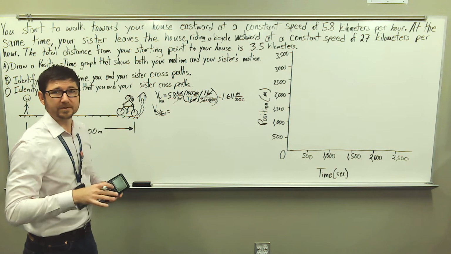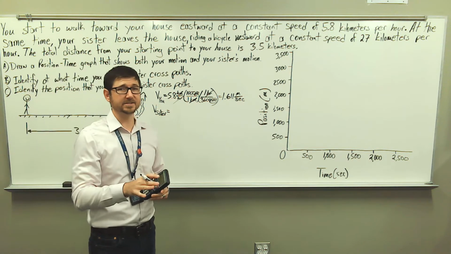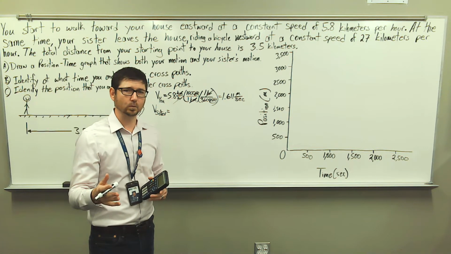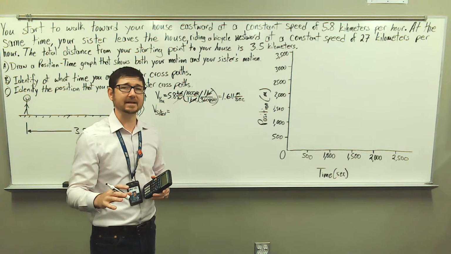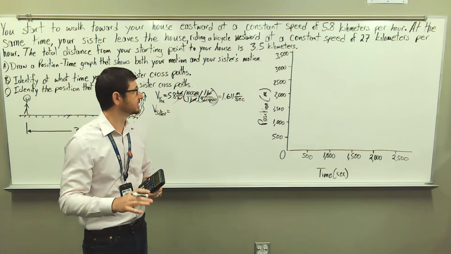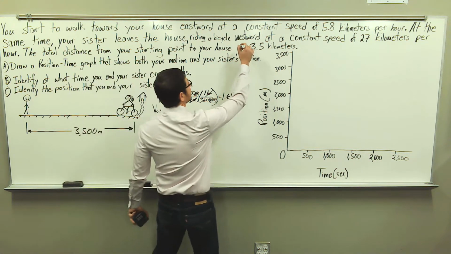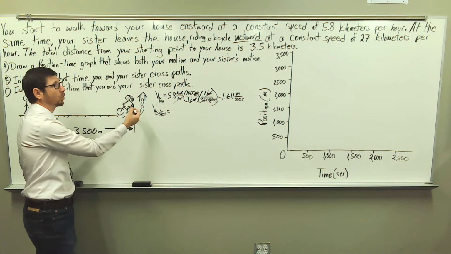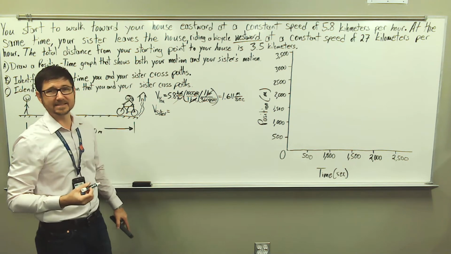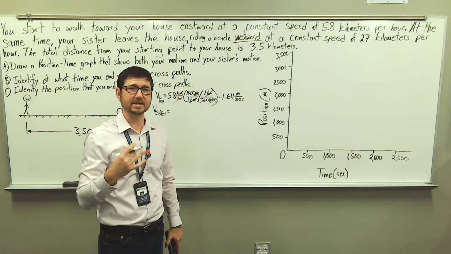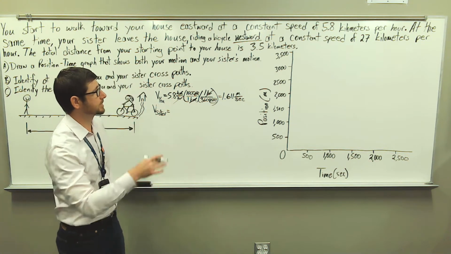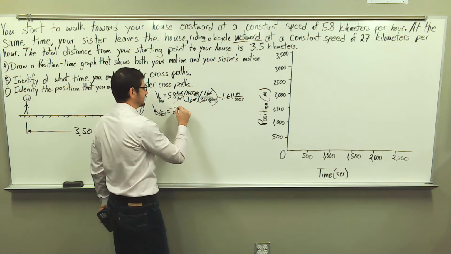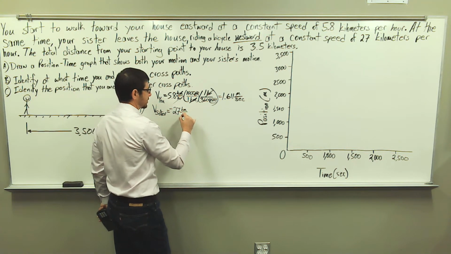Now, remember that velocity is a vector, it's not a scalar. And for a vector, we are required to show both magnitude and direction. So it tells us in the problem that your sister is riding her bicycle westward. And so that's in a negative x direction, so that's going to be a negative velocity. So I have a negative 27 kilometers per hour.